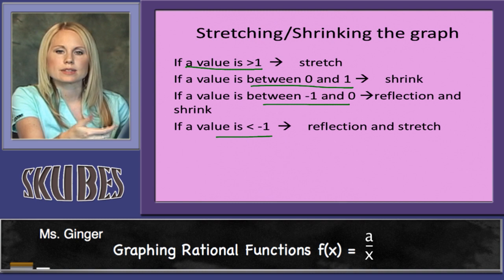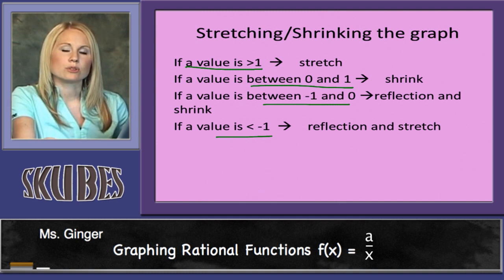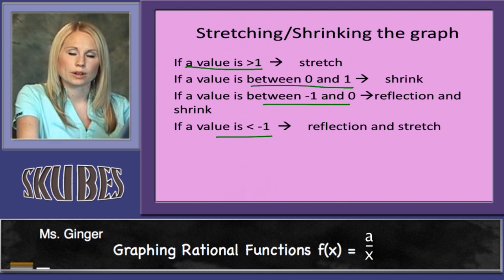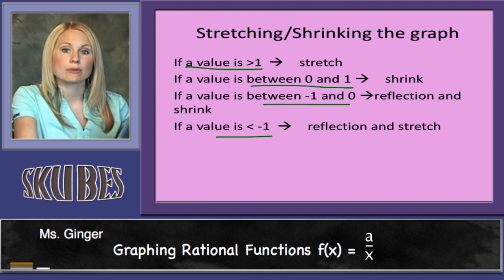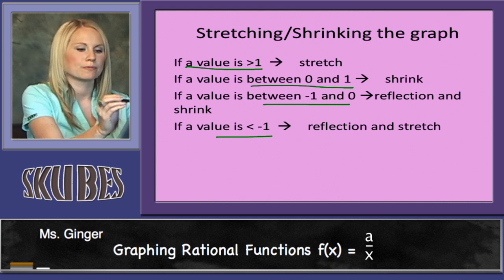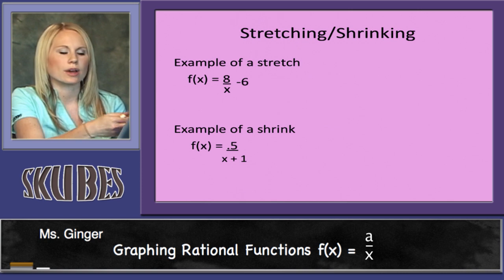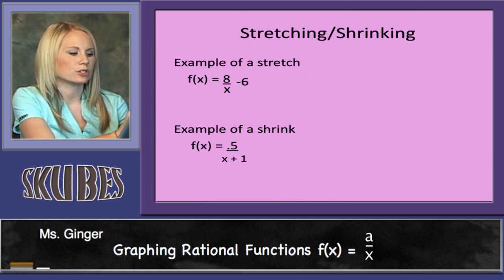So to sum this up, if you have a whole number, that's going to cause a stretch. If the number is between 0 and 1, that's a shrink. And if you see any type of negative sign in front, that's what's causing the reflection. That's basically the same for every parent graph. Those types of things cause the stretching, shrinking, and reflections.